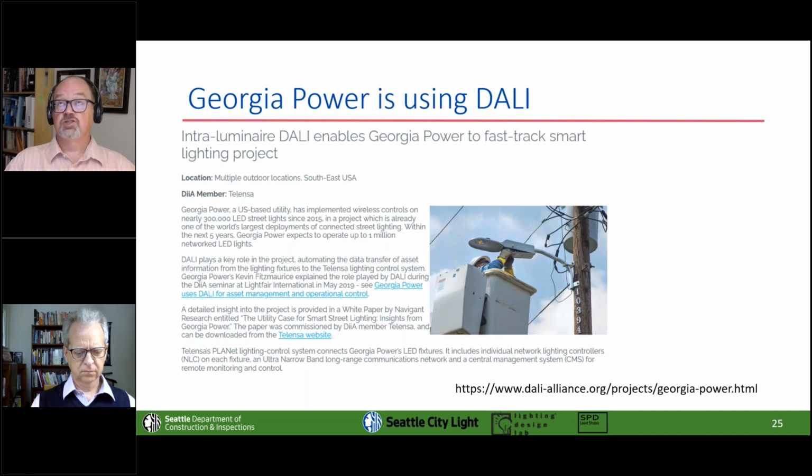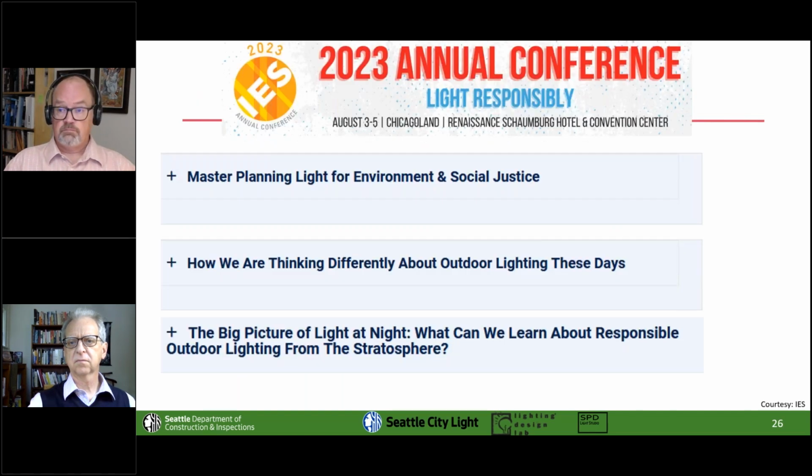DALI, digitally addressable lighting interface, offers a lot of opportunities for things like color tuning, potentially, but other various types of data transfer as well. So if you're interested in this, they did a great talk at Light Fair a couple years ago, and this article, you can follow the link down at the bottom there. Now, next slide, please, Duane. Everybody's taken this seriously.